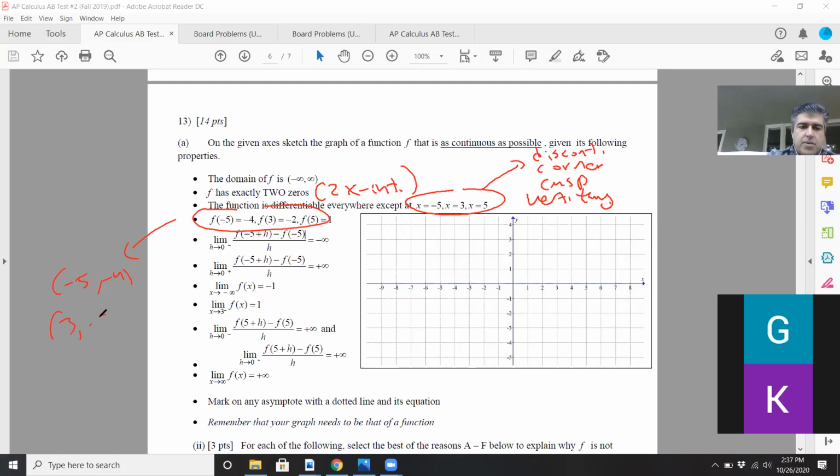(3, -2). (5, 1). So I'm actually going to check that off right now. (-5, -4). (3, -2). And (5, 1). Congratulations, you're getting some points for this problem now. The rest looks a little funky, and this is the calculus. So this requires calculus knowledge.